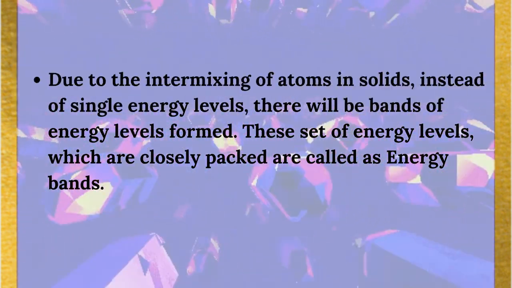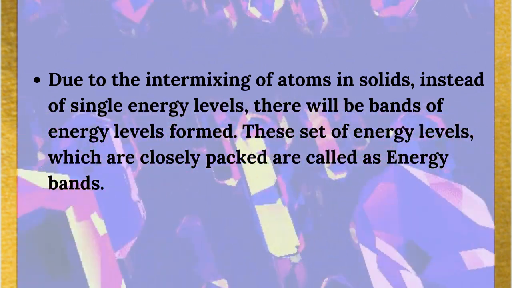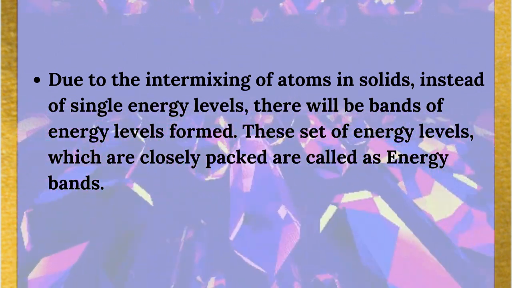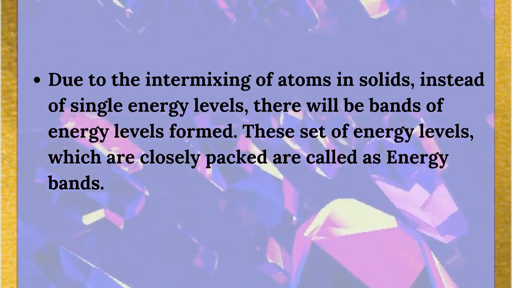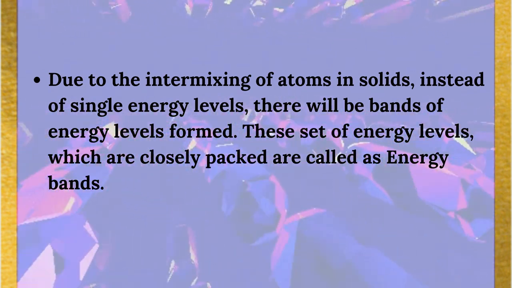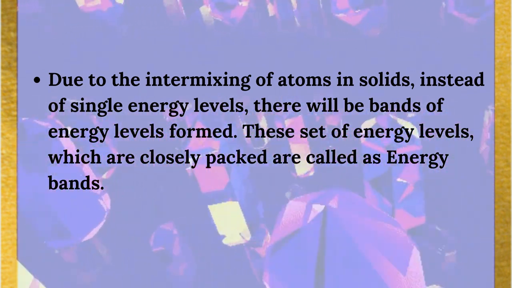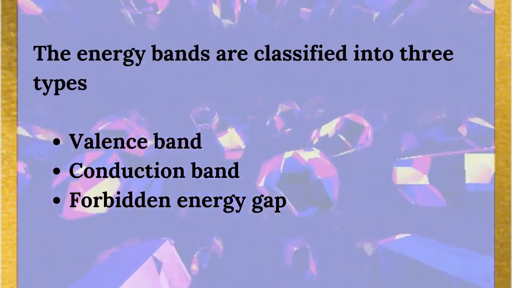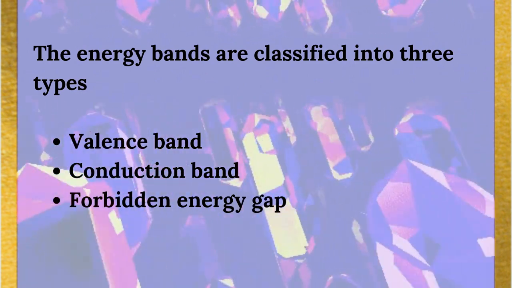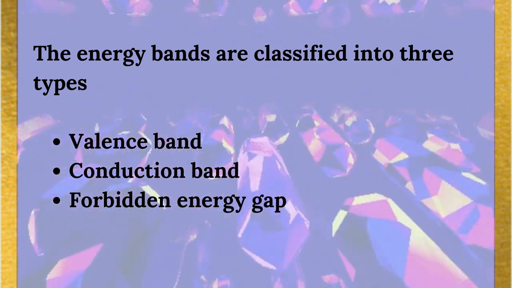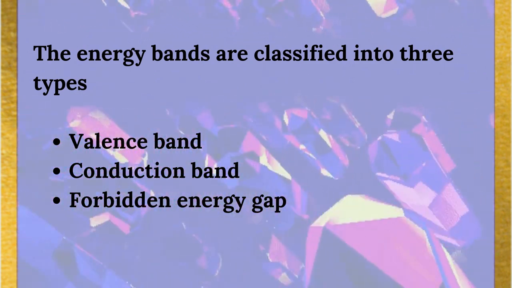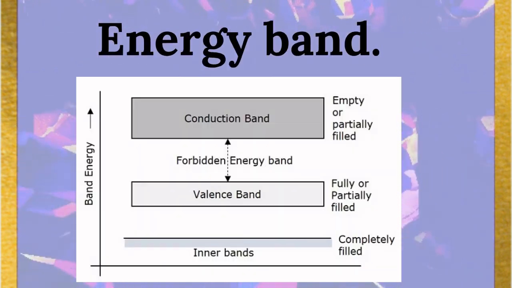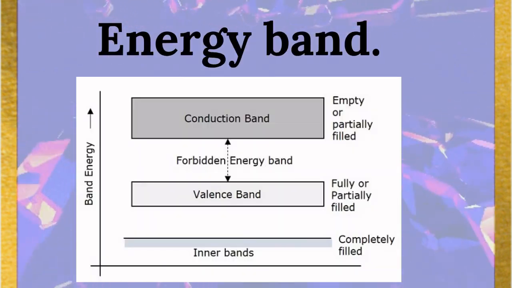Due to the intermixing of atoms in solids, instead of single energy levels, there will be bands of energy levels formed. These sets of energy levels, which are closely packed, are called energy bands. The energy bands are classified into three types: valence band, conduction band, and forbidden energy gap. The figure shown is the energy band.